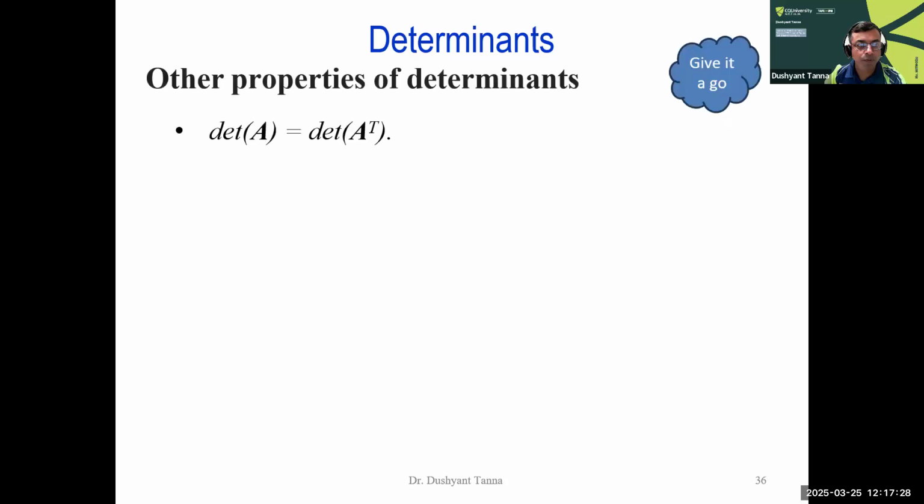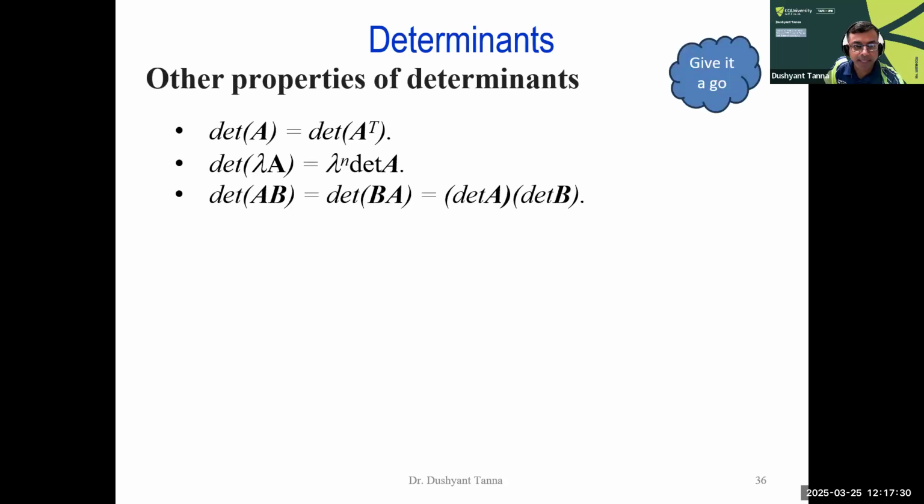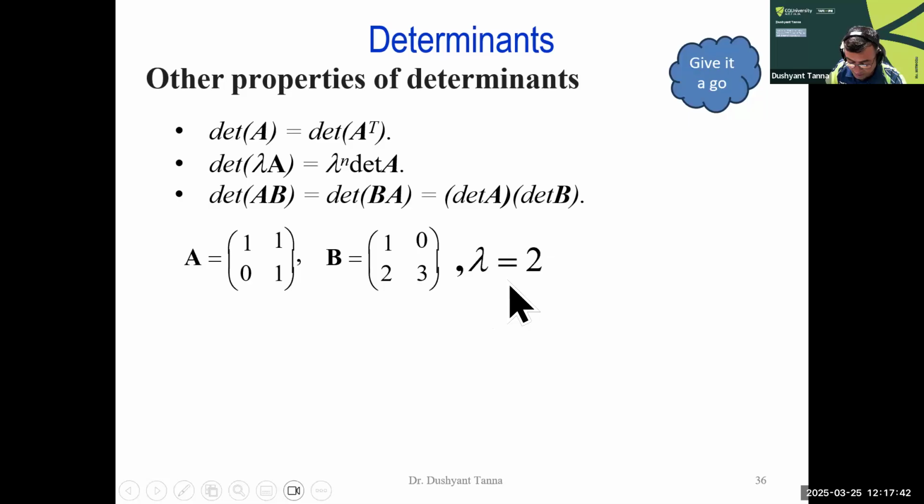We're talking about proving it. I leave it to you guys to prove it. I think it's enough. So just pick up a matrix. Matrix A, matrix B, have lambda equal to 2, and verify all these 3 properties. So first of all, start with A and A transpose and the determinant. The first one is very easy. Determinant of A is 1.